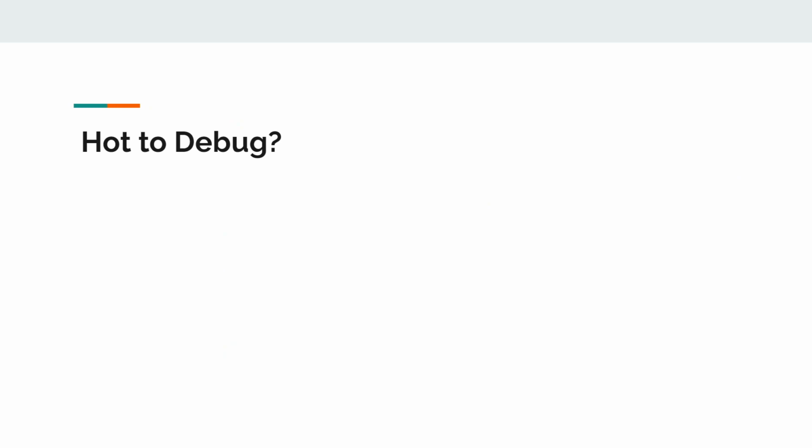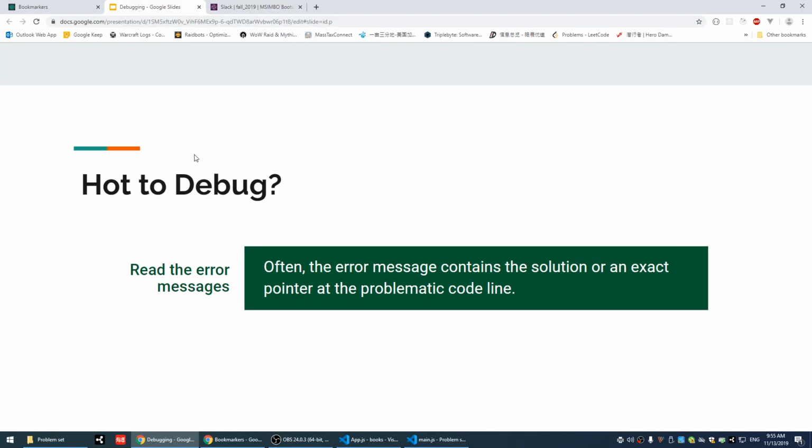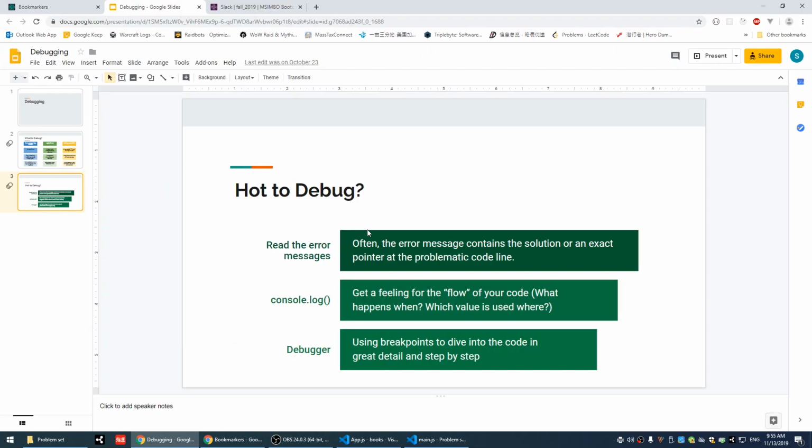Alright, so how to debug? It should be "how"; it's a typo there. Of course, we read the error messages to see if they tell you which line of code the error is happening on. If that can solve the issue, that's good. If not, we use console.log to check the code step by step and see which line has errors.